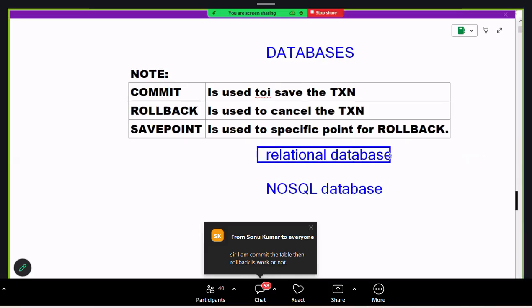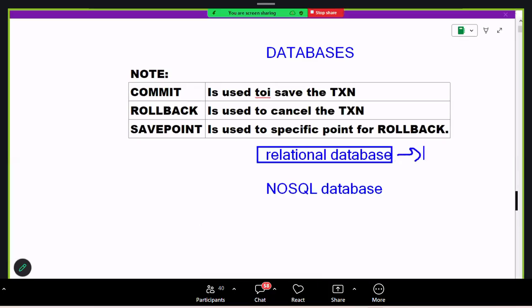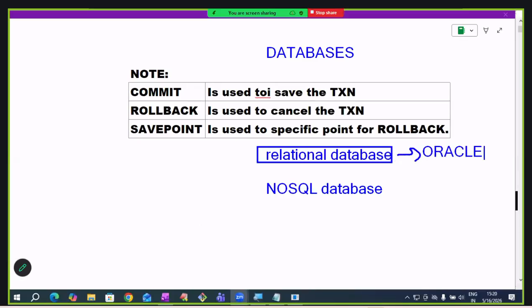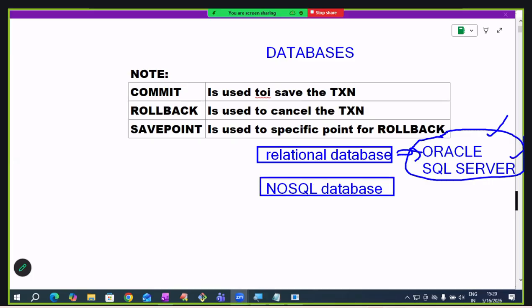Relational database knowledge means learn any RDBMS software like Oracle, SQL Server or MySQL. Any one relational database knowledge is compulsory. If you know one, another you can learn on your own. In the same way, here also, one NoSQL database we must know. If you know one, another you can easily learn, like MongoDB, Cassandra. As a developer, we must know these things.